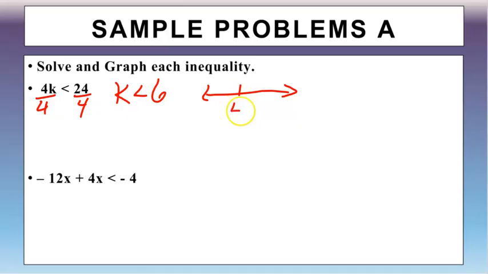So I put on 6 here. Because it cannot equal 6, I have an open circle. Less than always goes to the left.